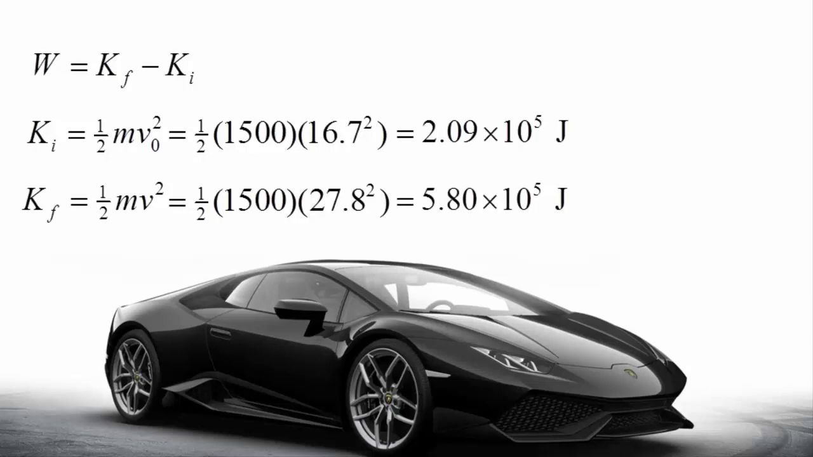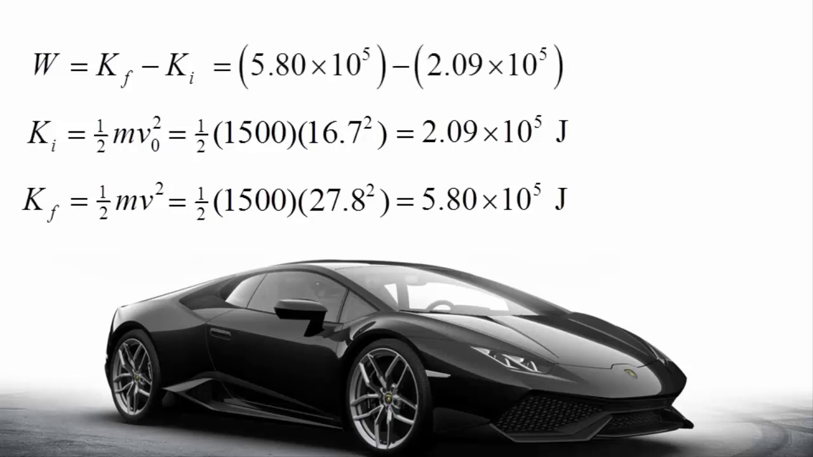So the work done to accelerate the car from 60 km per hour to 100 km per hour is the difference between the final kinetic energy and the initial kinetic energy. So what is the work done? So 3.71 by 10 to the 5 joules of work was done to accelerate the car and its driver from 60 km per hour to 100 km per hour.